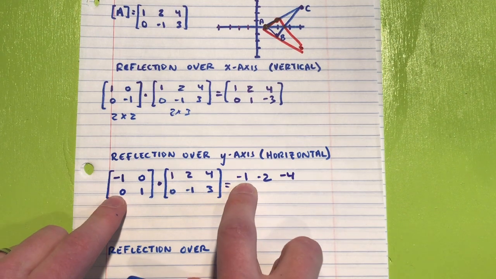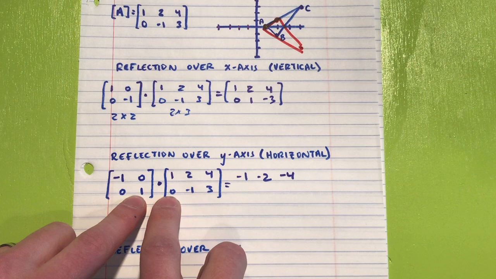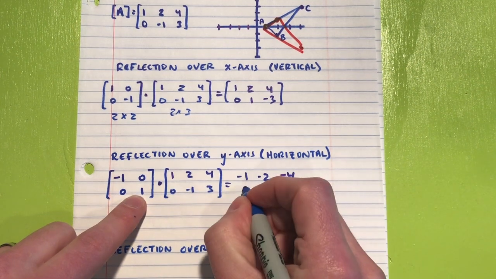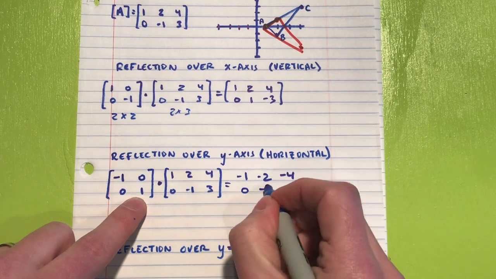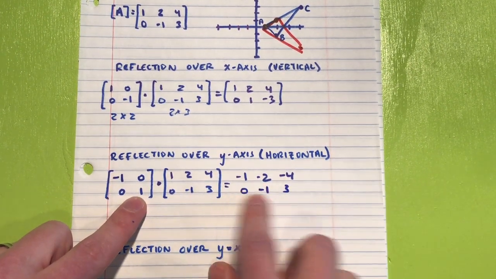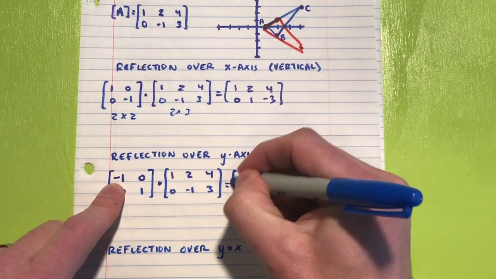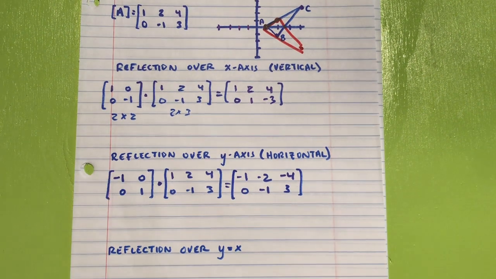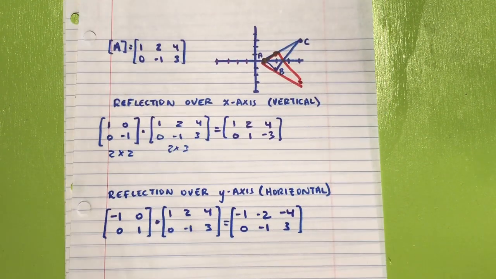Vertical components, we have 0, 0 plus 0. We have 0 plus -1. We have 0 plus 3. Notice that the vertical components have stayed the same. This time the horizontal components have been negated. That gets us a horizontal reflection over the y-axis.